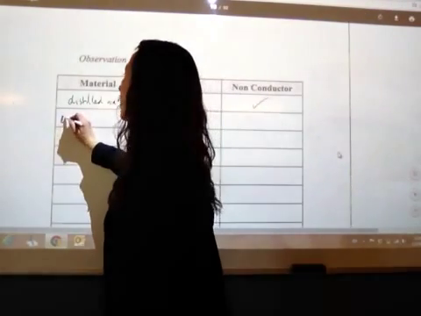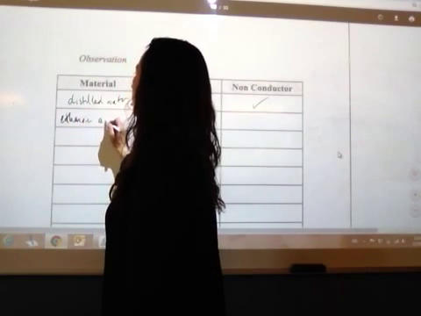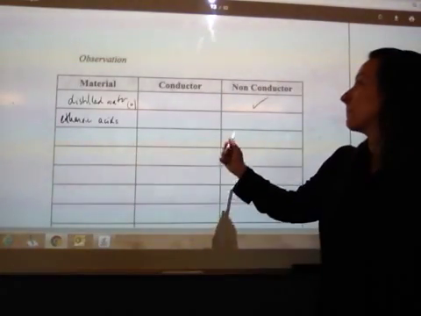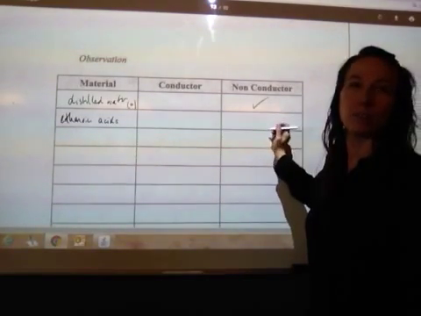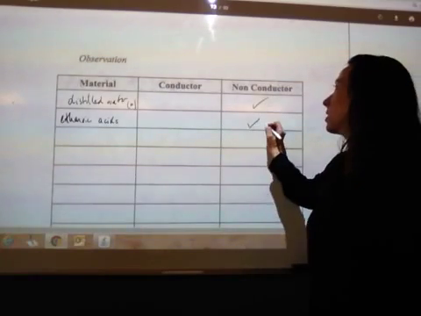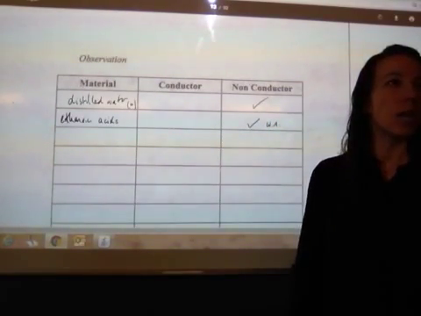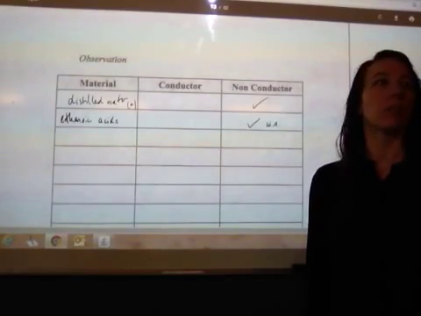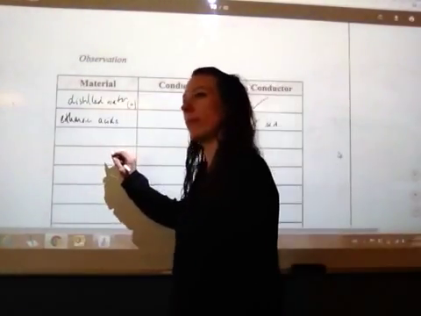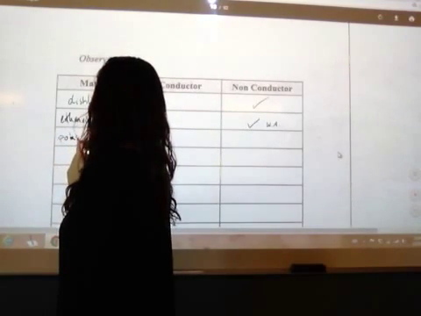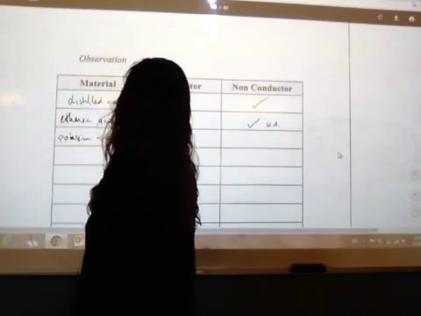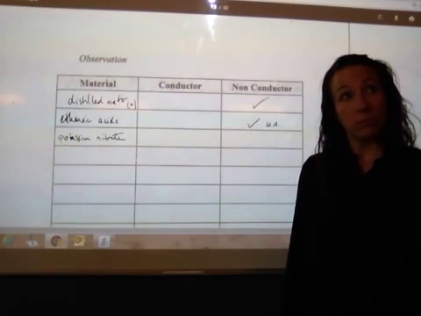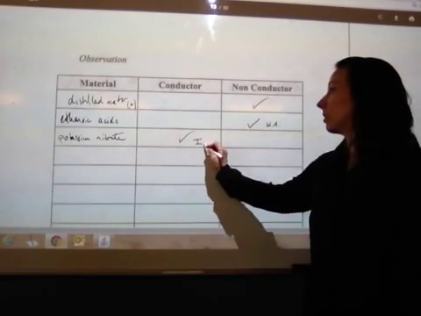Ethanoic acid. Conductor or not? It's a tricky one, isn't it? Weak acids are not supposed to be conductors. But I know in the experiment that we did, our weak acid did conduct. Our citric acid conducted, right? But theoretically, we're supposed to say it's a non-conductor. What's the next one? Potassium nitrate. Conductor or non-conductor? Ionic? It's a conductor.